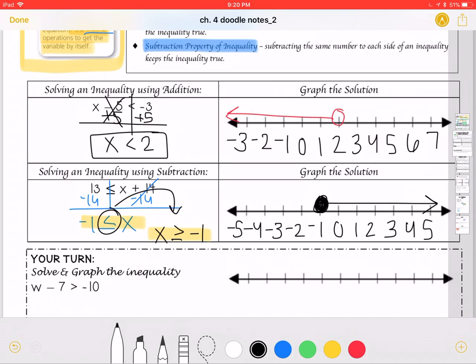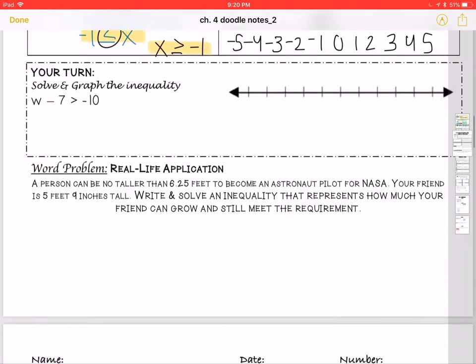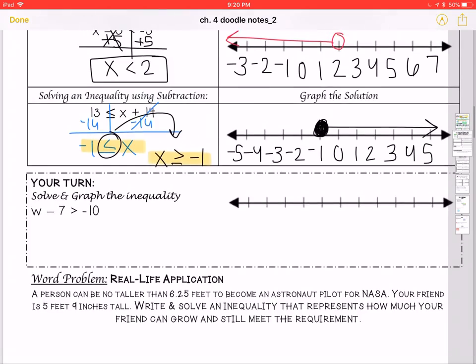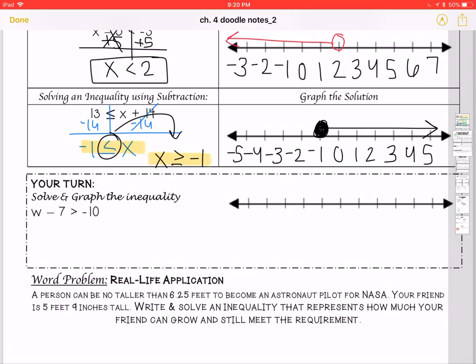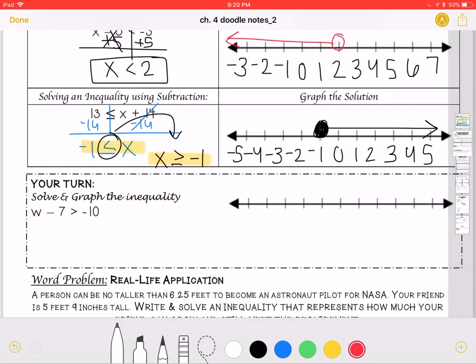All right, this last one down here on this page, yeah, this will be our last one. It's your turn. Pause the video, try it, graph it, press play when you're ready, and we'll go over it. So you should have tried this on your own. I'm going to go through it. You can check yourself and check your graph.